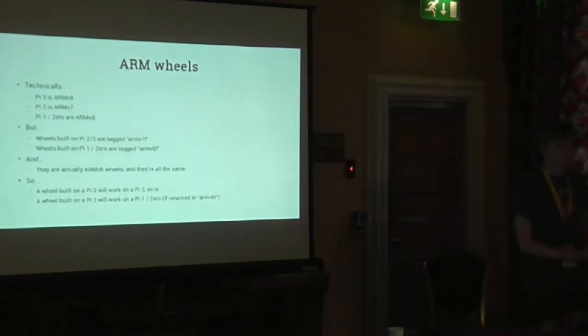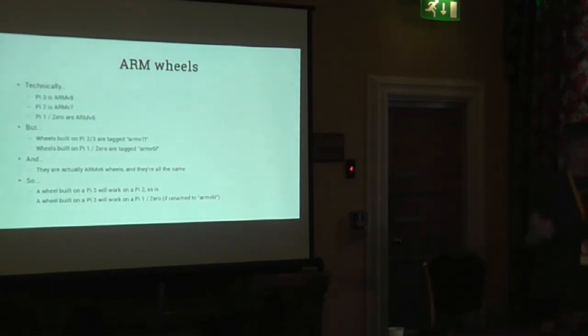So if you actually build a wheel on a Raspberry Pi, you get an ARM wheel, but it's an ARM version specific wheel. Technically, in terms of the hardware, a Raspberry Pi 3 is ARMv8 hardware, Pi 2 is ARMv7, and Pi 1 and Pi Zero are ARMv6. But actually, wheels built on a Pi 2 or 3 are tagged with armv7l, and wheels built on a Pi 1 or Zero are tagged armv6l. But they're actually ARMv6 instruction code underneath, and they're all actually the same.